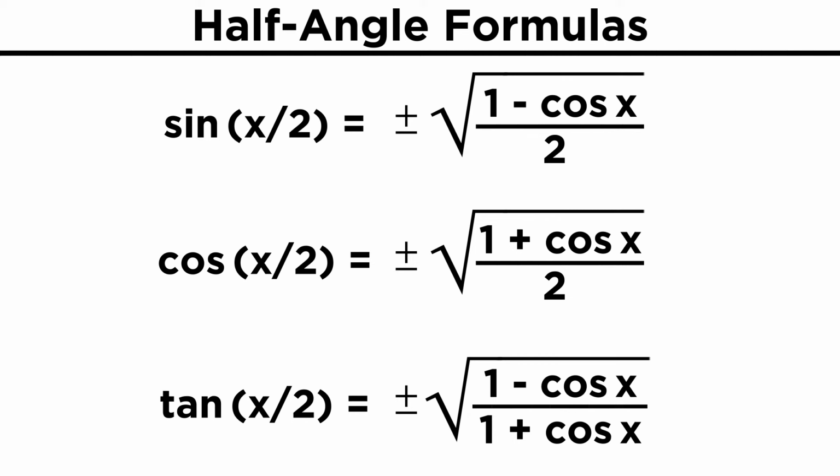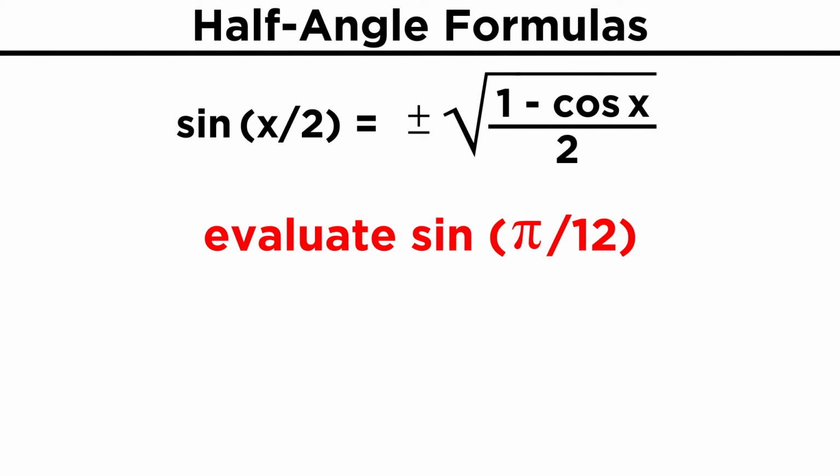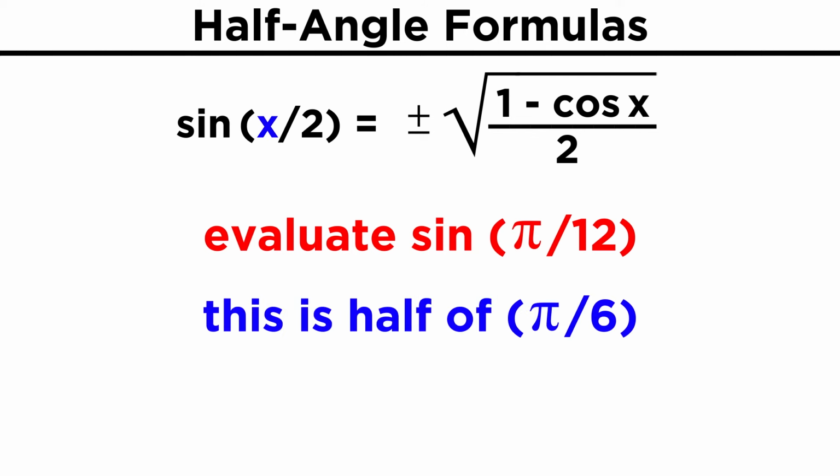They allow us to evaluate trig functions for smaller angles in terms of bigger ones with known values, and these plus or minus signs before the radical just mean that we have to look at the quadrant we are in to assign positive or negative values. For example, what is the sine of 1/12 pi? Well, that's not on the unit circle, but 1/6 pi is, which is twice this angle.